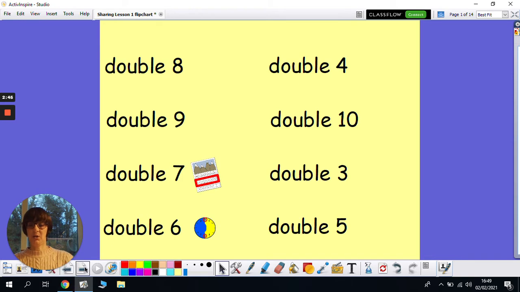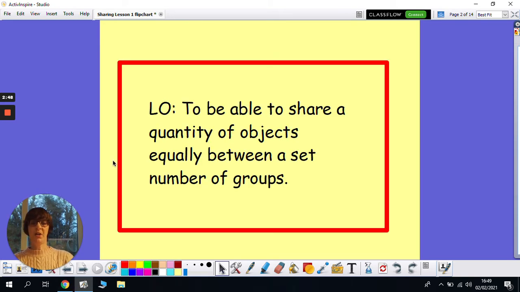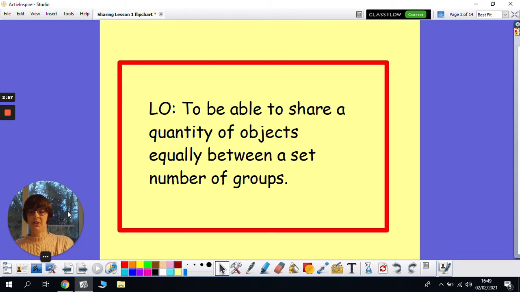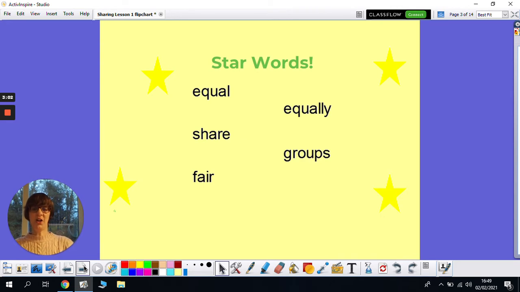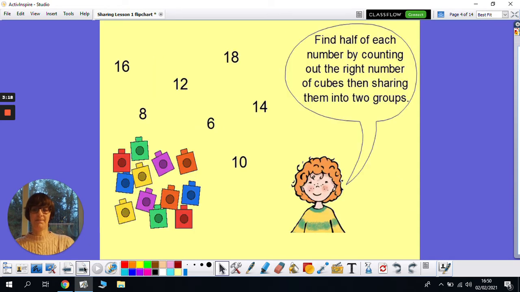Well done. Okay, so today we're going to be learning to share a quantity of objects, a number of objects equally between a set number of groups. So here are some words that we might be needing to use today. We've got equal, share, fair, equally, and groups. So listen out for those words to see if we can use them in our maths lesson today.